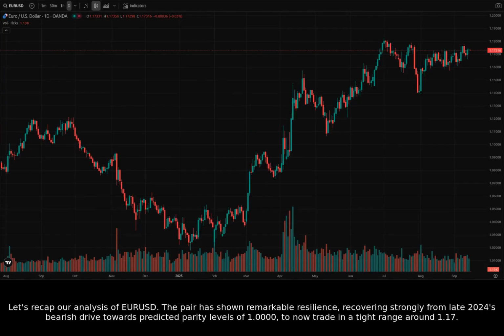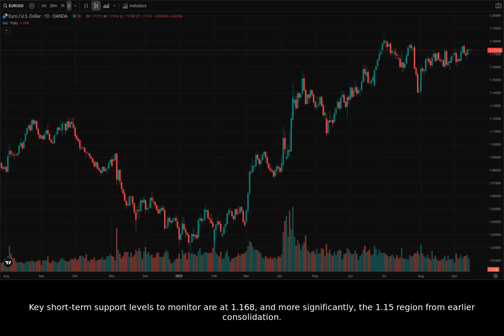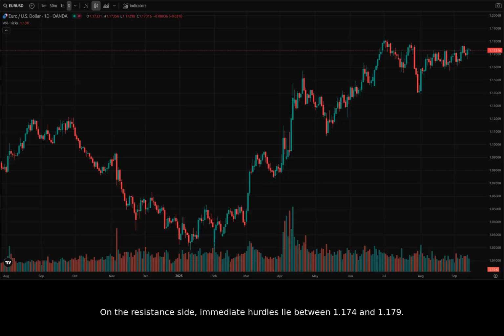Let's recap our analysis of EURUSD. The pair has shown remarkable resilience, recovering strongly from late 2024's bearish drive towards predicted parity levels of 1.0000 to now trade in a tight range around 1.17. Currently, the price action reflects significant consolidation, indicating that the market is awaiting fresh catalysts. Key short-term support levels to monitor are at 1.168 and, more significantly, the 1.15 region from earlier consolidation. On the resistance side, immediate hurdles lie between 1.174 and 1.179.